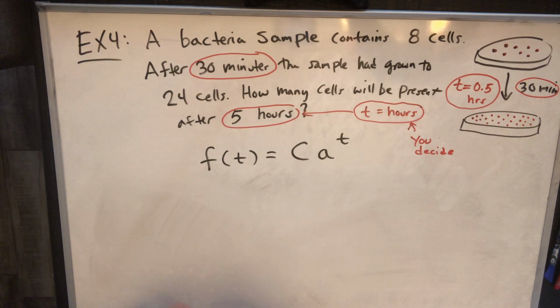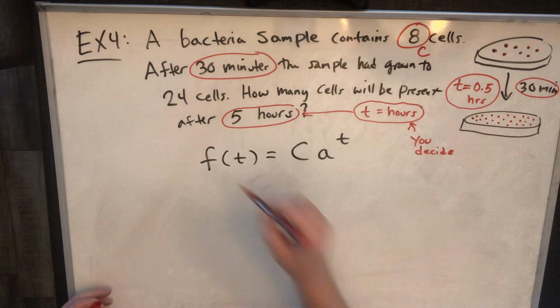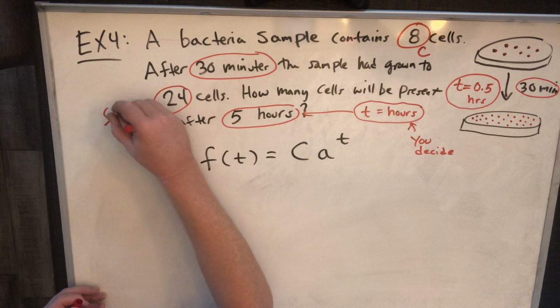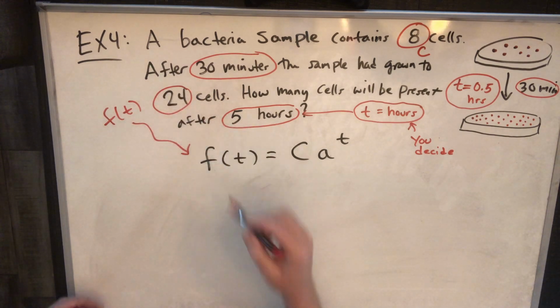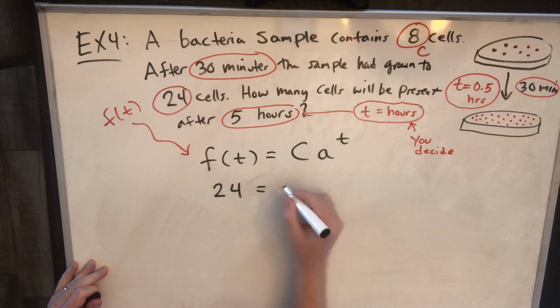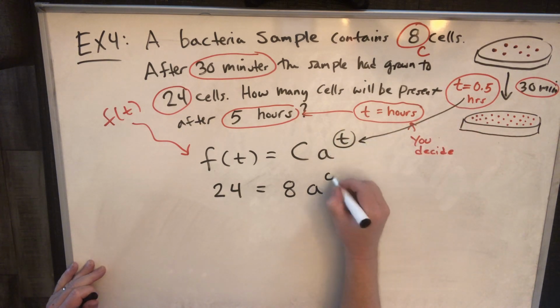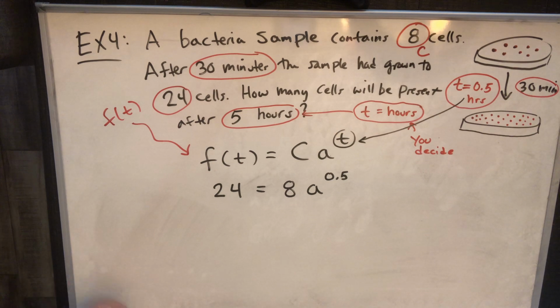All right, so the original population is our C. So this is our C, original population. 24 is our f of t. So after 30 minutes, the time is going to be half an hour. We have 24 cells after 30 minutes. Our goal is to solve for a. We were given the time this time.